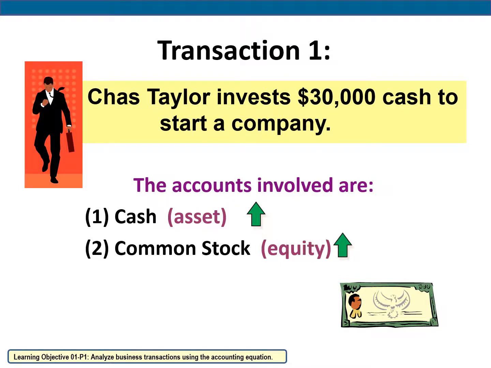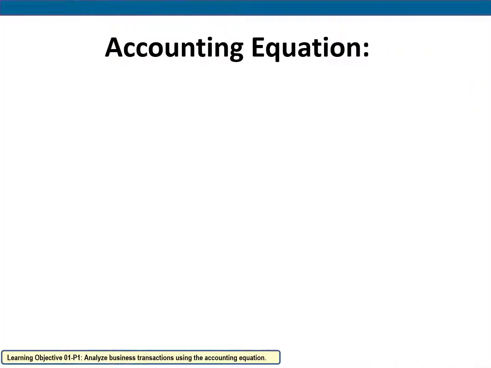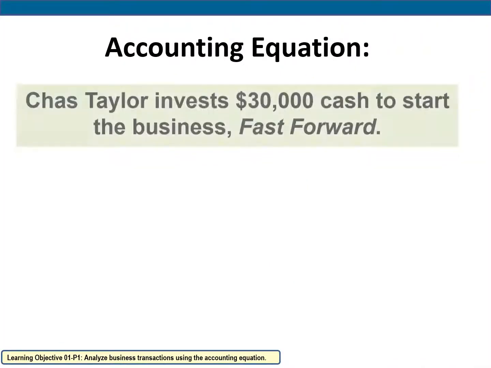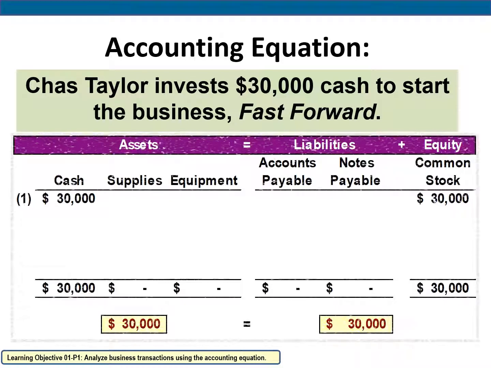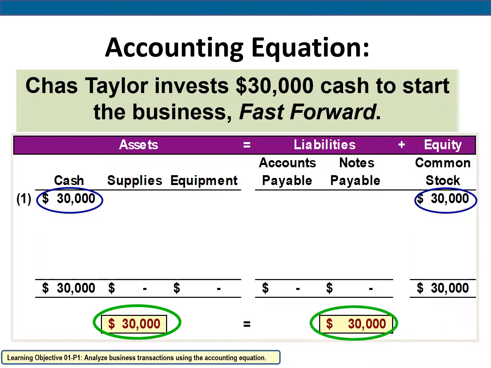So he's giving the company cash, so the company's cash asset is going to increase. And the company is going to issue Chaz Taylor common stock, and so their equity balance is also going to increase. If we were to look at this in the form of the accounting equation, our asset account is going up by 30, our common stock account is going up by 30, and at the end of the day, our assets still equal our liabilities plus our equity.